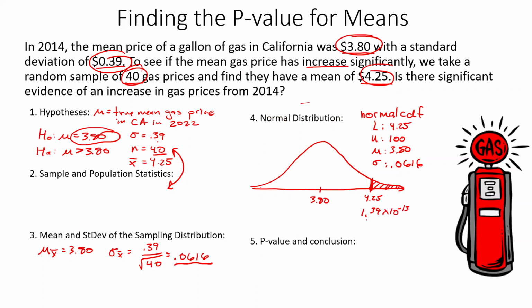All right, that means there's 13 zeros in front of there. So that means our p-value is essentially 0. All right, so that means our p-value 0 is less than any sort of alpha we could do, in this case 0.05. So we are going to reject the null hypothesis. We have evidence that the mean is now greater than 380. Pretty good evidence. All right.